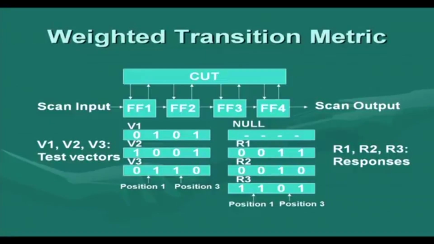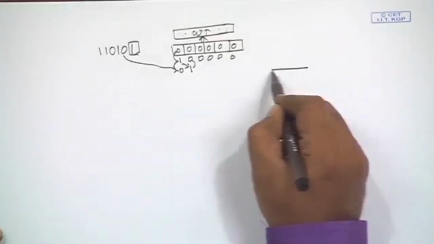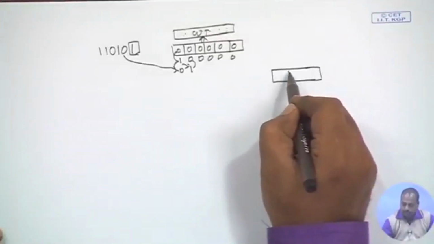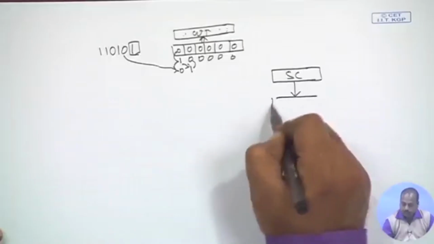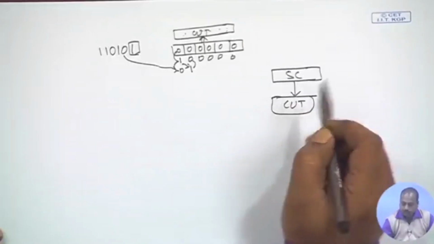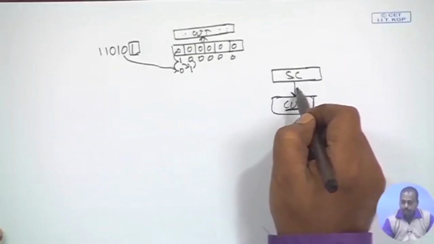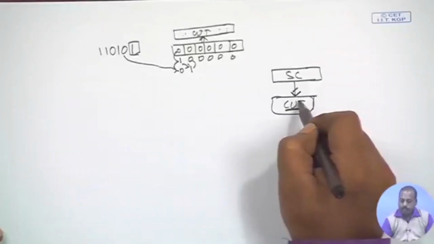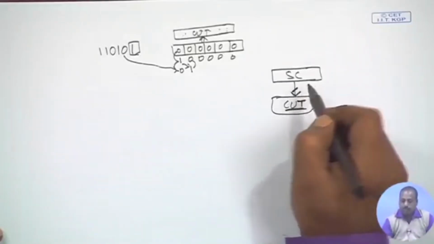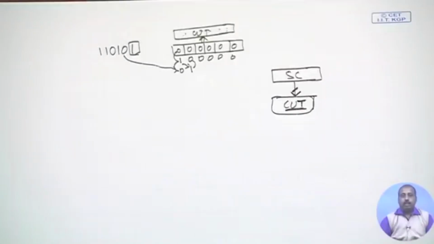So, what is done is we come out with something known as the weighted transition metric. First of all, there are a lot of studies that tell us that if you have a scan circuit where you have the scan chain here and then it is fed to the circuit, then the power consumed by this circuit is proportional to the transitions that you see at this point. If you measure the transitions that are occurring at the input to the circuit, that in many cases is a good estimation of the power consumption of the circuit.